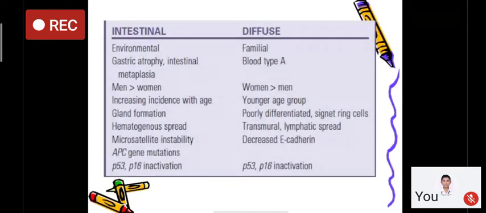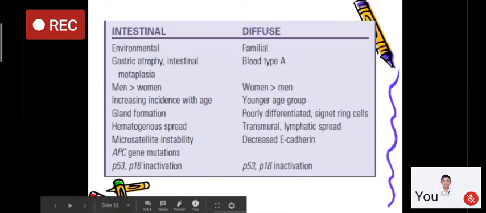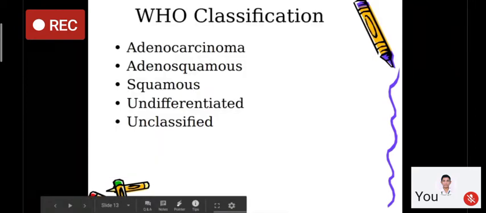Intestinal type will be well differentiated or moderately differentiated malignancies, whereas diffuse will be a poorly differentiated malignancy. Signet ring cells are cells which contain a lot of mucin, with the nucleus pushed to one side, looking like a ring. This is an indication of a very poor malignancy, which is undifferentiated, fast spreading, and has a poor prognosis. And this we'll discuss later.